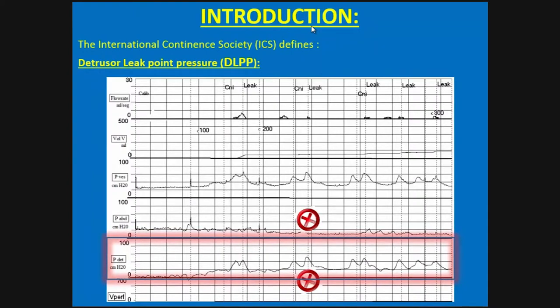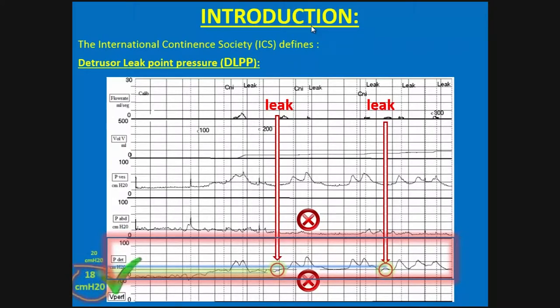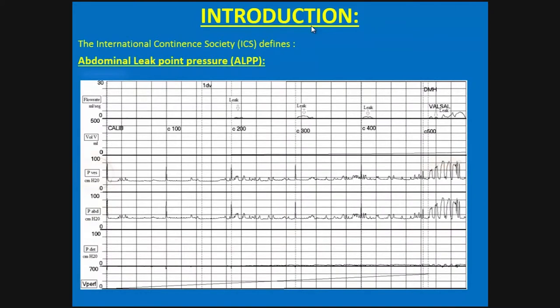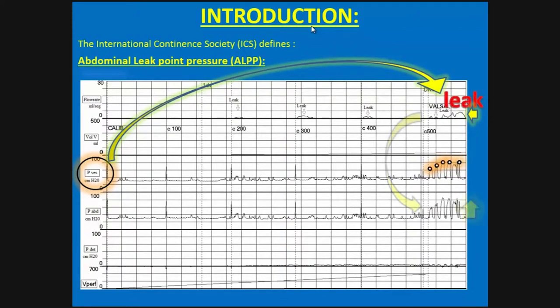So first we go to the introduction, and we have to say that the International Continence Society defines the detrusor leak point pressure as the lowest pressure of the detrusor at which urine leakage occurs without a detrusor contraction or without increased abdominal pressure. And the ICS defines the abdominal leak point pressure as the intravesical pressure at which a leak occurs in the presence of increased abdominal pressure, but without a detrusor contraction.